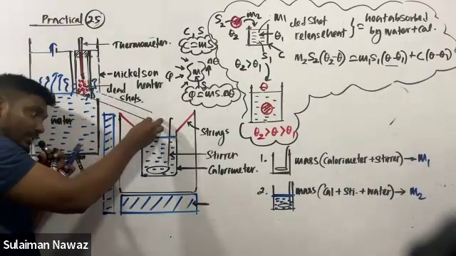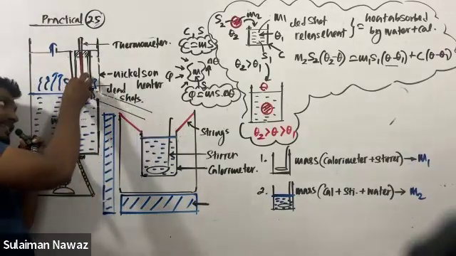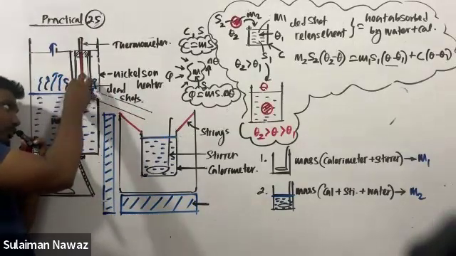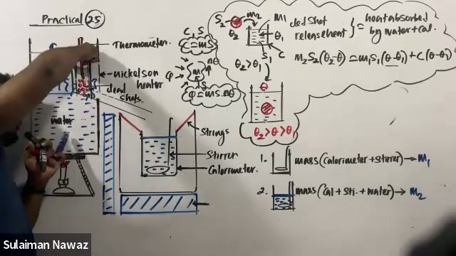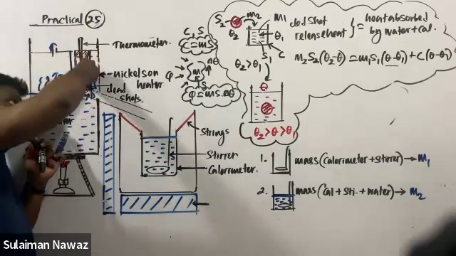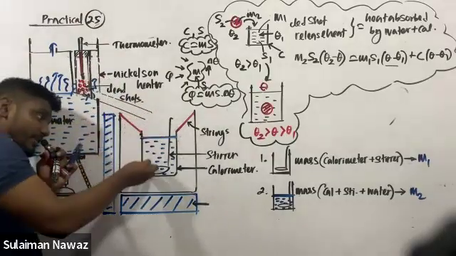Then, the lead shots are heated to 100 degrees Celsius. It's not compulsory to make it 100 degrees Celsius. You can make it 80 degrees Celsius, or 70, or 60. It's up to you. After heating those lead shots, when you open this cage, those lead shots pass along this path and go directly into this calorimeter.